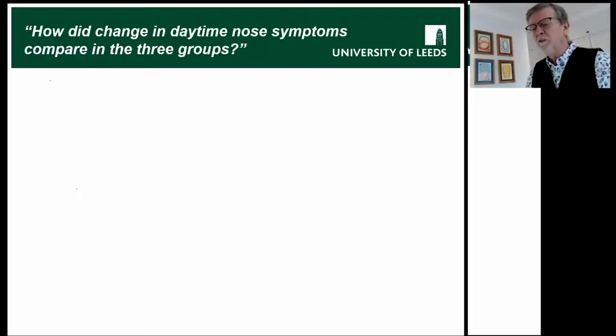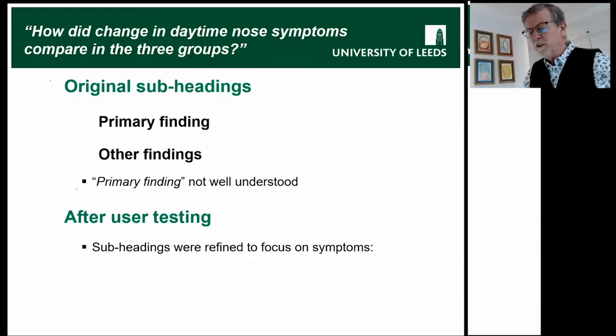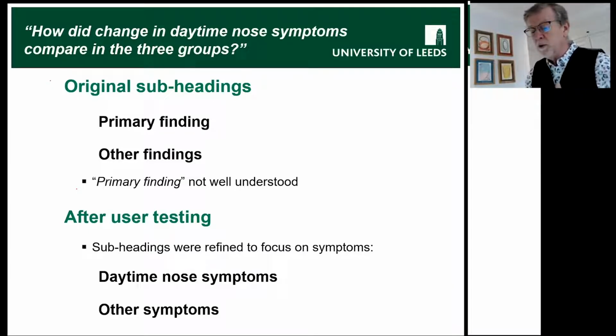Another question was about the change that was found in the three groups. And in the original, the subheadings were primary finding and other findings. Now, a layperson won't understand the term primary finding. It's something we use all the time, but it isn't a lay-friendly term. And so after user testing, before we tested it again, we refined those headings to focus on the symptoms, things that lay people do understand. So the primary finding was daytime nose symptoms, so that's what we wrote, and then other symptoms, not other findings.